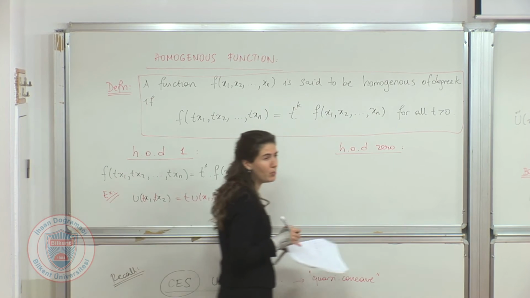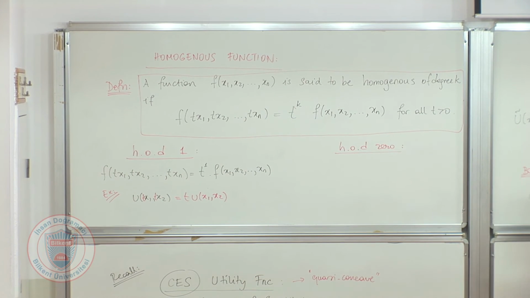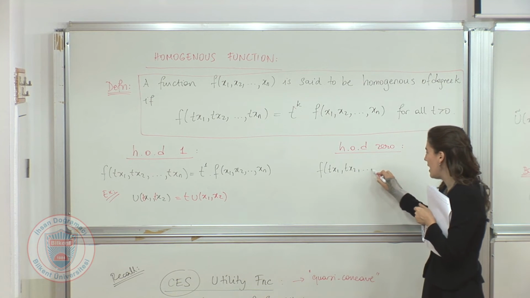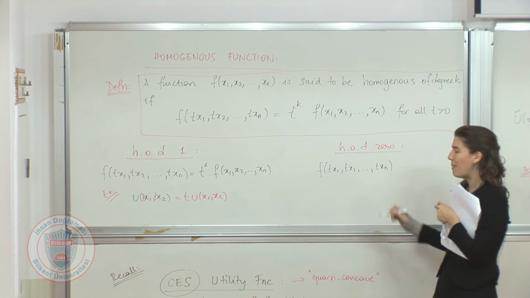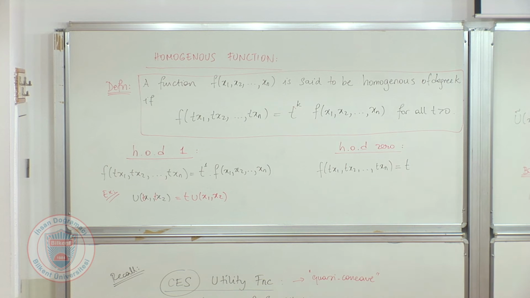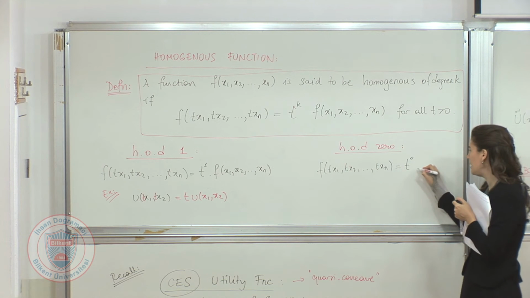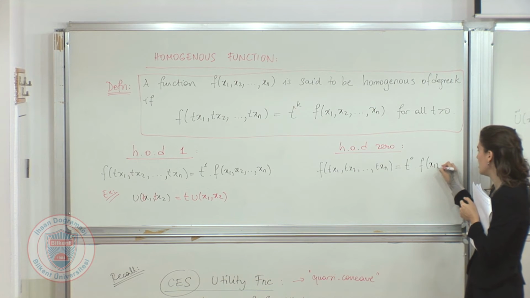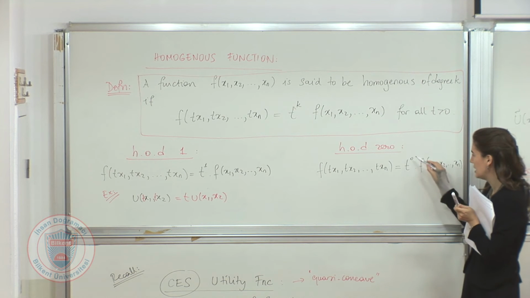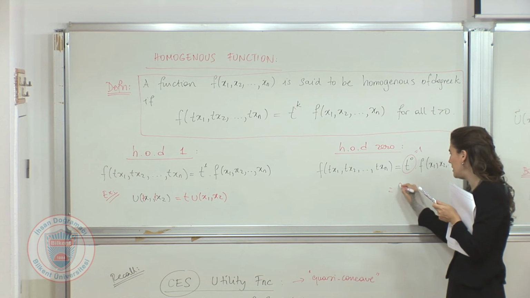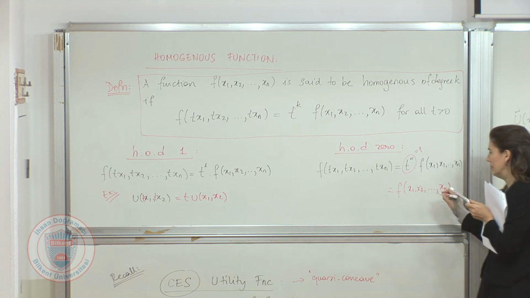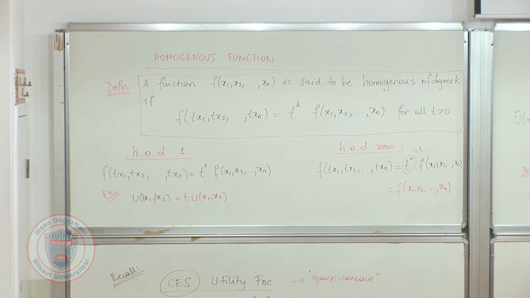But what about homogeneity of degree 0? Let's do this. It means that if I multiply these arguments by t, this t pops out, and what is the exponent? 0. What does that mean? t to the 0 is 1, so it is just f of x1, x2, xn. So I doubled everything, and the value of the function didn't change.